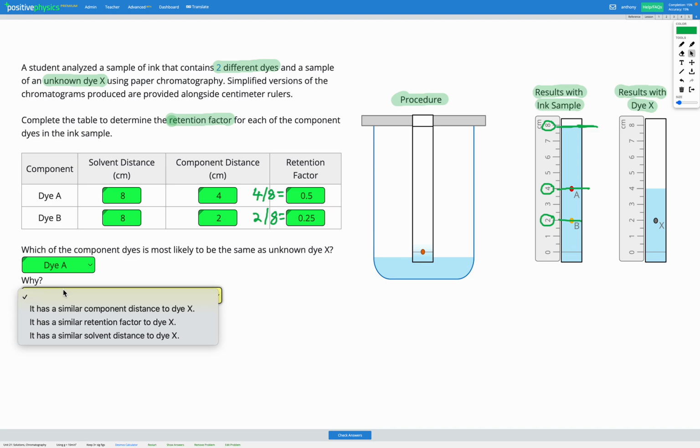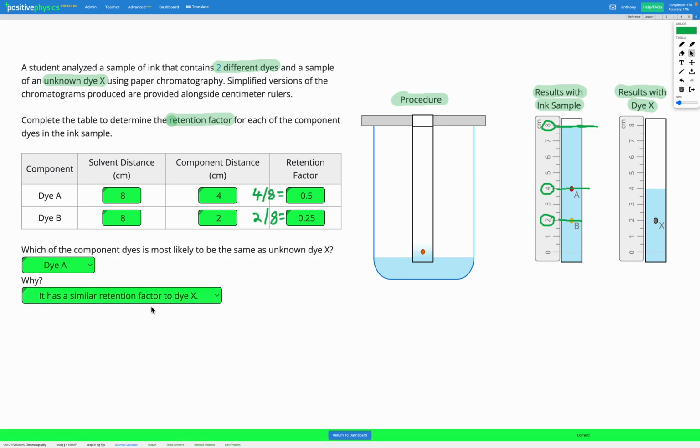The reason why is that it has a similar retention factor to dye X. So the retention factor is the property that determines which dye we have, not the component distance that it's traveled and not the solvent distance. It's a combination of those in the retention factor.